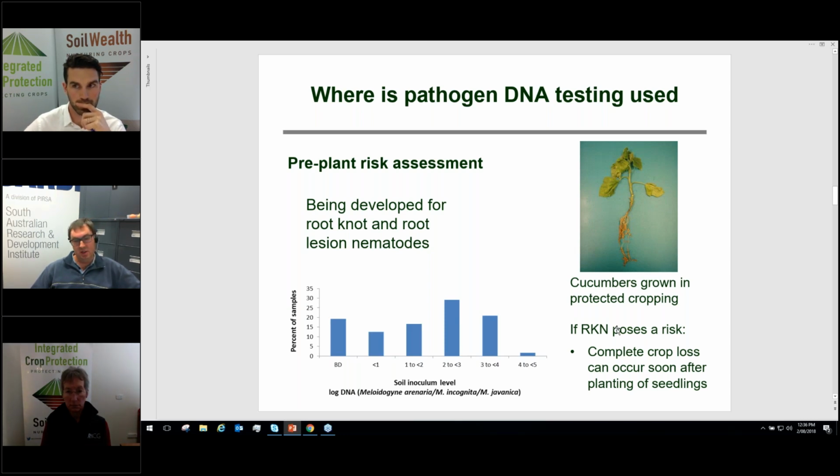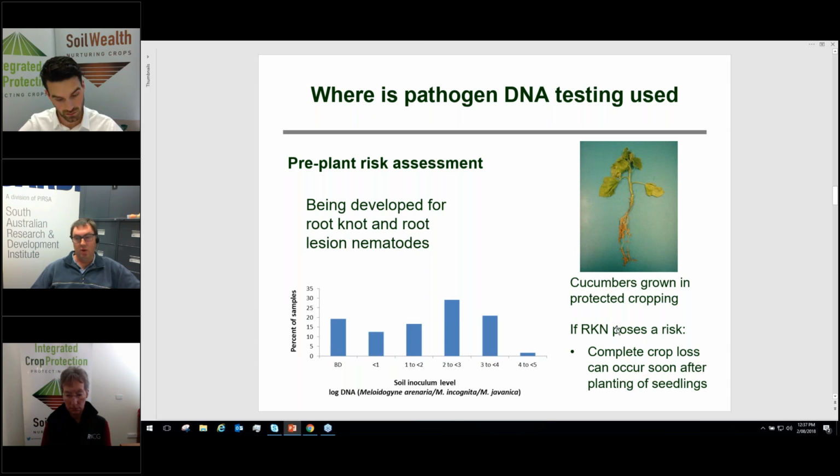Now, as I said, it is quite established. For instance, if we look at protected cropping, which is the graph there, we've just got a range of levels within that system. If you plant cucumbers into that system at some of the higher levels, then you could well lose that crop. That's because of high pre-plant levels and young seedlings that are very susceptible. As you get towards the end of the crop, they will often build high levels, but the plant can tolerate a lot more by then, particularly things like capsicums. But it's because it's well-established knowledge in this area.